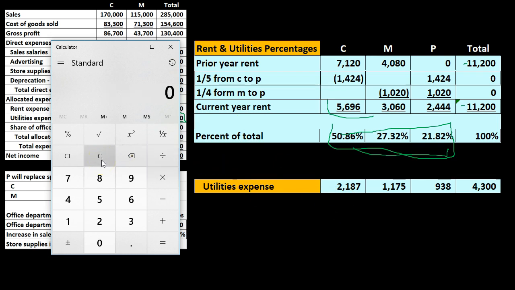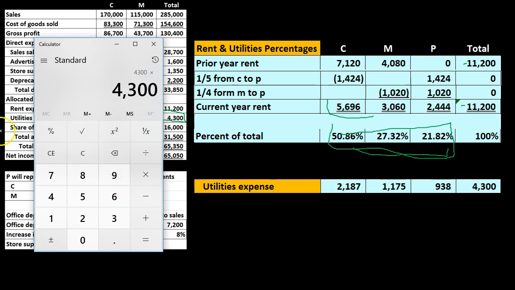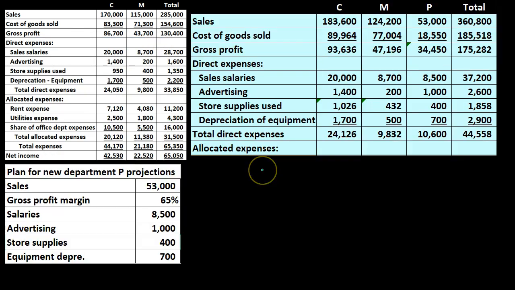And this is a forecast, so we expect rounding. That's okay. 4,300, and this 4,300, by the way, is coming from there, times the 0.2732, and that's going to be about this number, and so on and so forth. If we add these up, 1,287 plus 1,175 plus 938, we get the 4,300. So that's going to be our allocation.